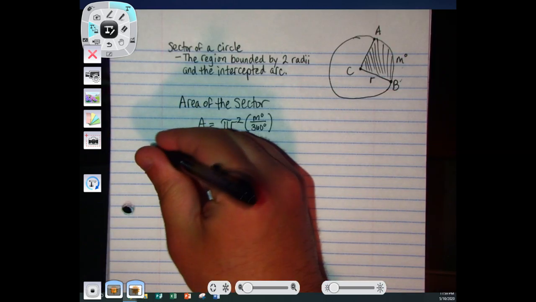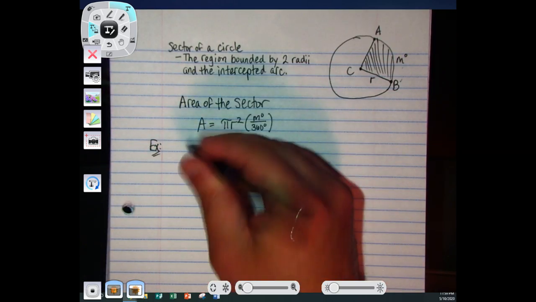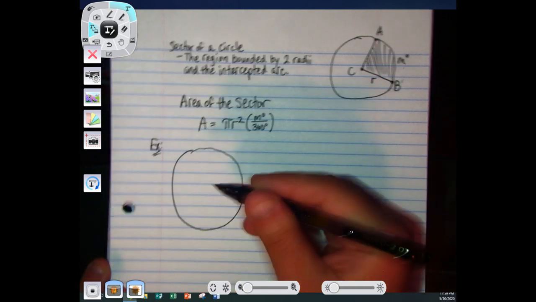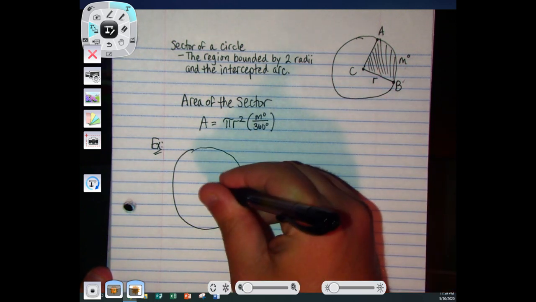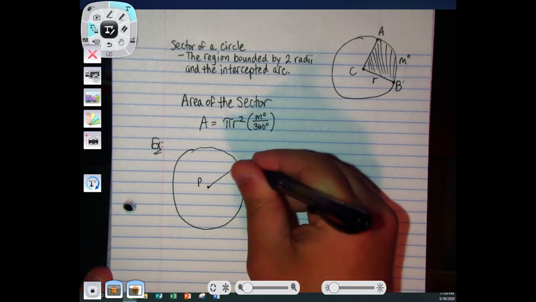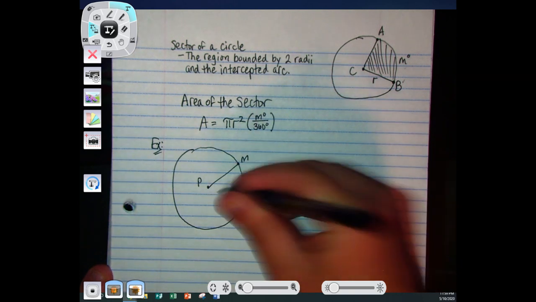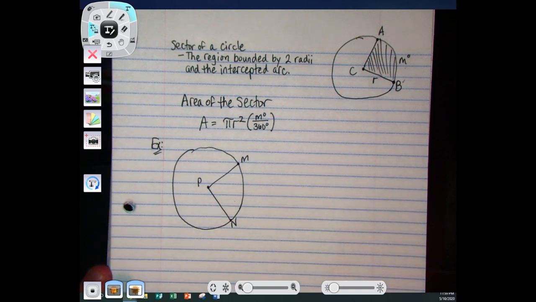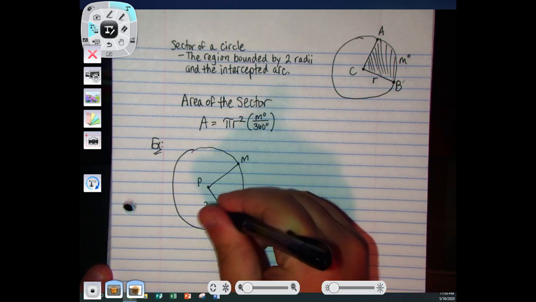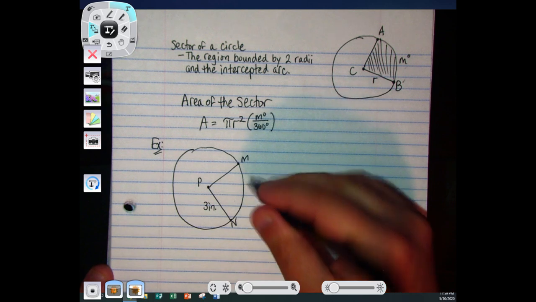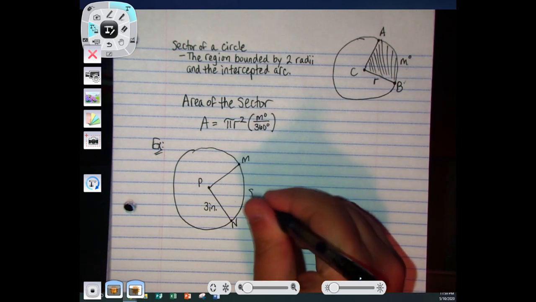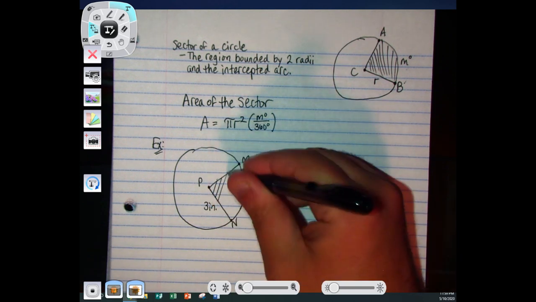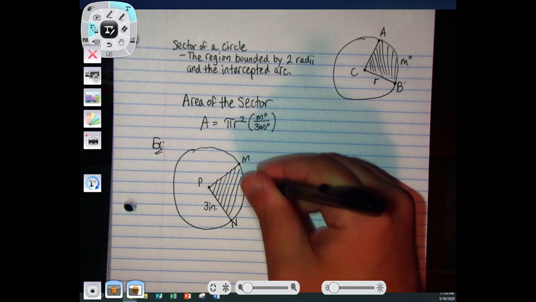So, for example, let's say I give you a circle, and again, my circles are always horrible. You should know this by now. So I have center P, and I have points M and N on my circle, okay? So let's say that I tell you that the radius is 3 inches, and let's say I tell you that the measure of the arc is 80 degrees. And I want you to find the area of the sector. So the area of the sector would be this portion of the circle itself.